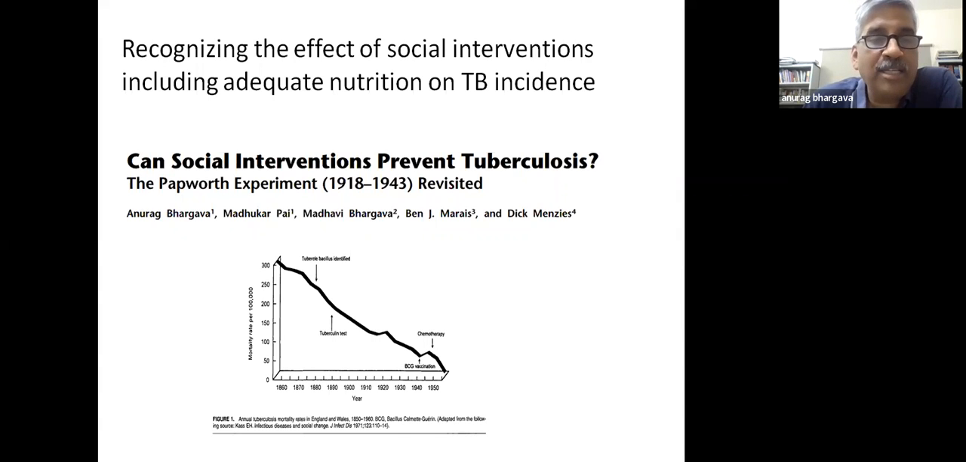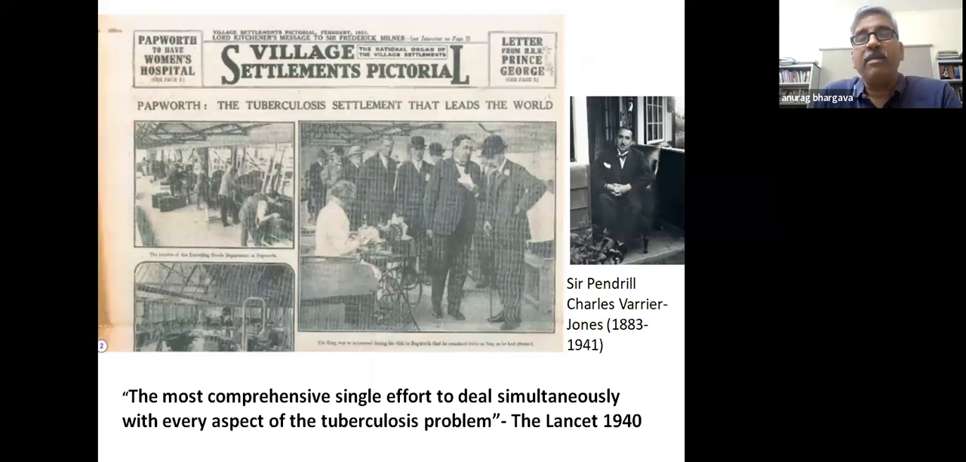But there has been a lot of controversy around this. But what we saw when we revisited the experience of the Papworth settlement provides one proof of this McGill hypothesis. So this was a village settlement for TB patients and their families set up by a social pioneer, Dr. Pendrell Varrier-Jones. And it provided better housing to these families. They had stable employment, which was in modified conditions. They were doing labor which was not heavy. And there was an emphasis on adequate nutrition.